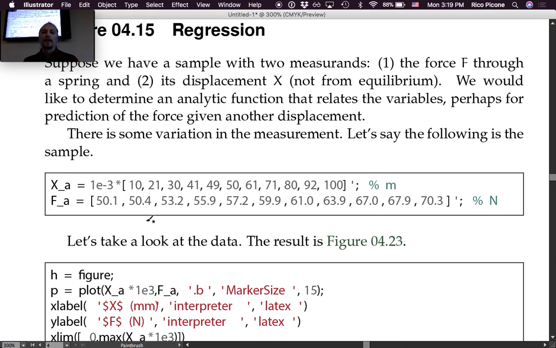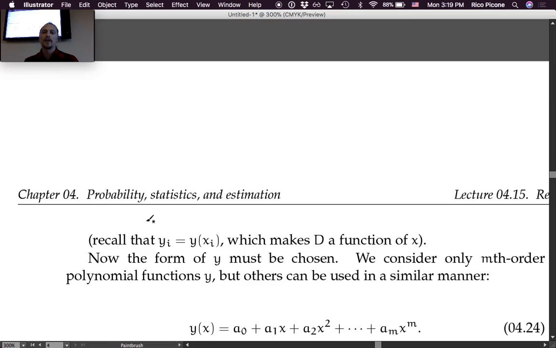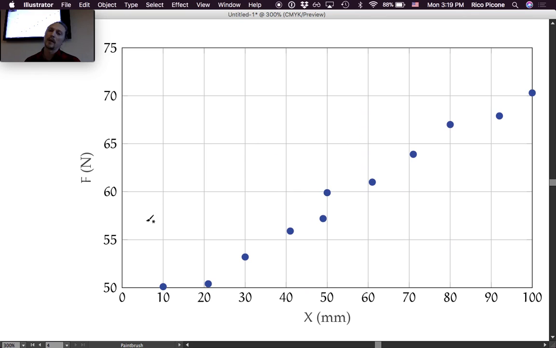And let's take a look at the data. 4.23 is where it's plotted. So this is the data we're working with. It looks roughly linear, right? So we're going to do a regression on it. We're actually not just going to do a linear regression. We're going to do a polynomial regression of a bunch of different orders. And linear is probably the right one to use for this, but we'll have a discussion about why that is, or how you would know.